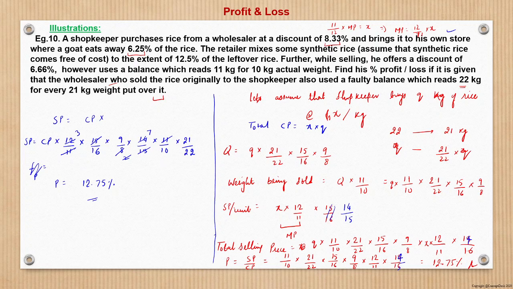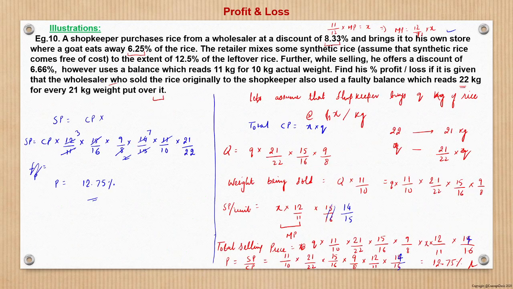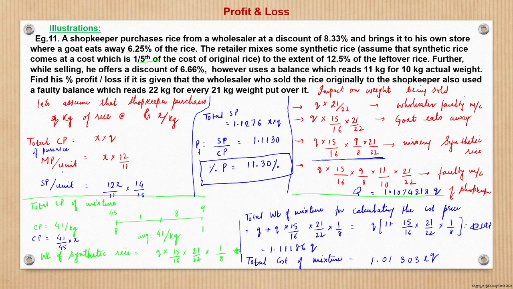But now in question number 11, even the synthetic rice which was being mixed had a certain non-zero price. So therefore the cost price also would have changed. So what was the impact on the cost price, that we calculated here. Cost price of the mixture we calculated, and then we got the total selling price and total cost price, the ratio of that gave us the profit percentage. So this was a good question.